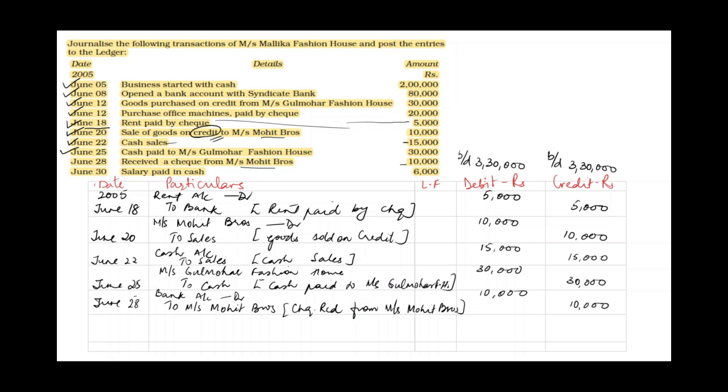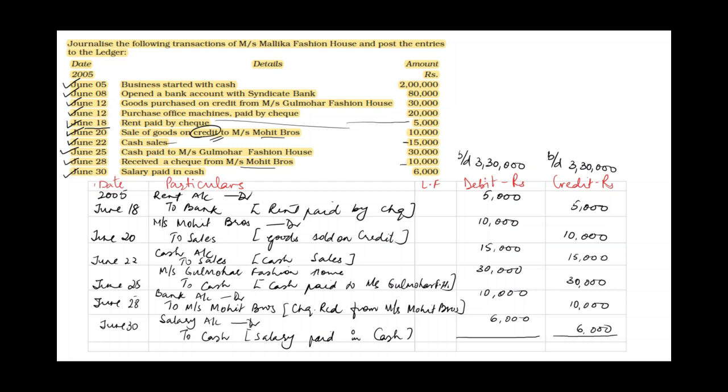Now last one we are doing June 30th. Salary paid in cash. Again expenses debit. So I'll say June 30th. Salary account. I'll open a salary account. Salary account debit to cash. How much is the amount? 6,000. And entry is salary paid in cash.